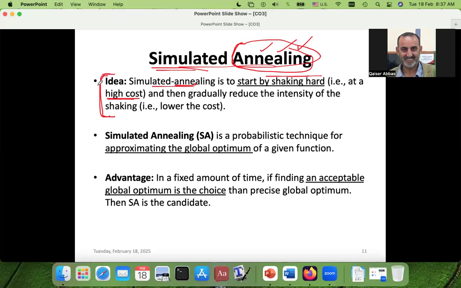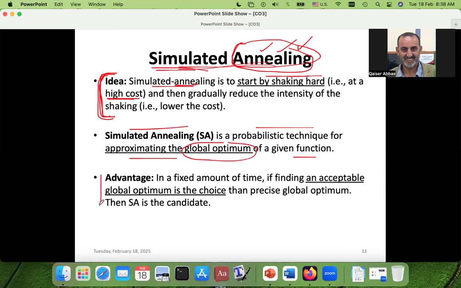So, we will adopt the same idea, and that's why the name is simulated annealing. Now, this is what we are combining: hill climbing and probabilistic random walk. That's why it is a probabilistic technique, and this will approximate, or estimate, or evaluate our global maximum or global optimum for any given problem or function.